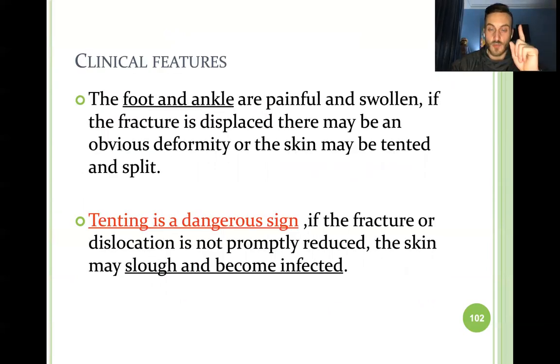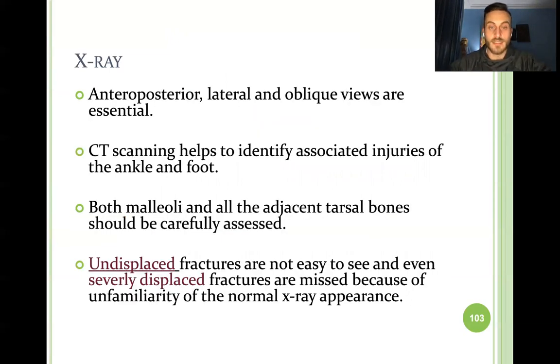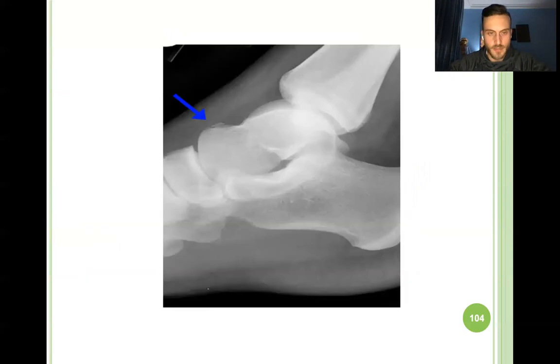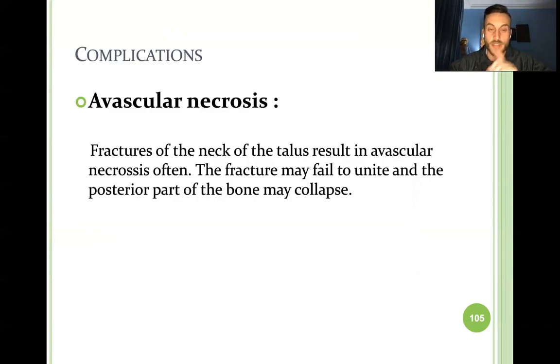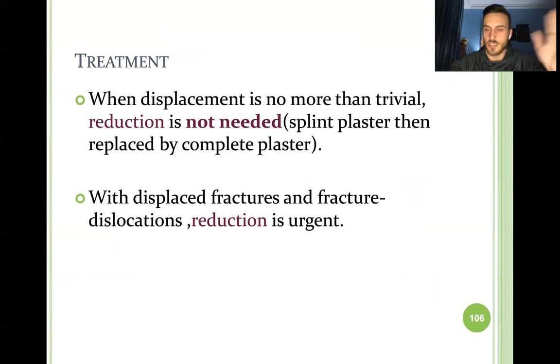Tenting is dangerous because it can become an open fracture, though it's not open yet. You can see tenting through the skin, like the clavicle. Can you remember? So yeah, be careful of that. You have to get x-rays and you have to get a CT scan. This is an undisplaced fracture, for example. Be careful of AVN in treatment. Reduction is not needed unless it's displaced.